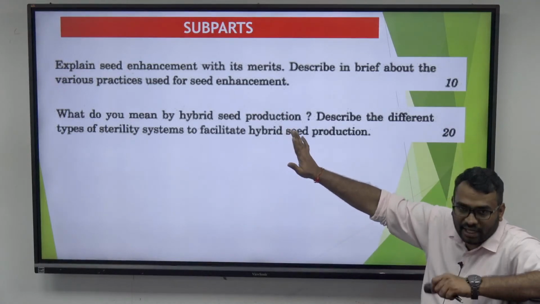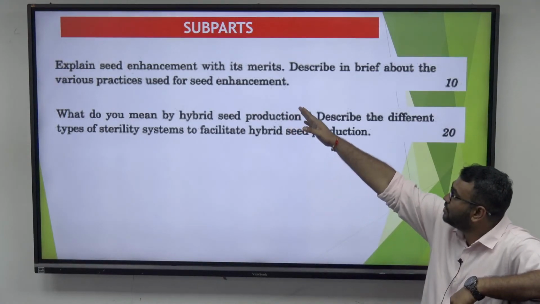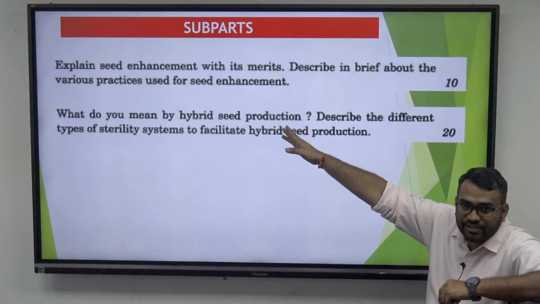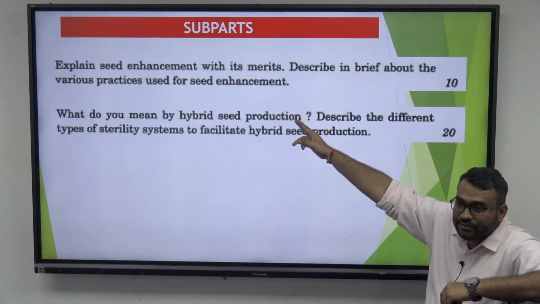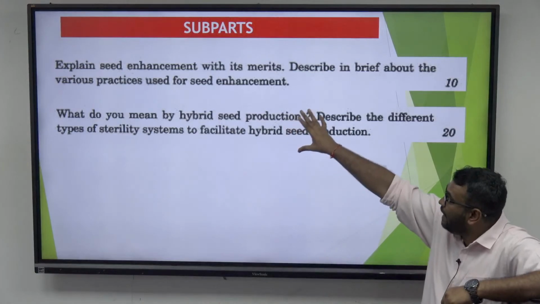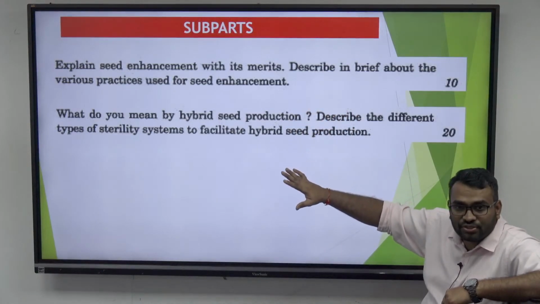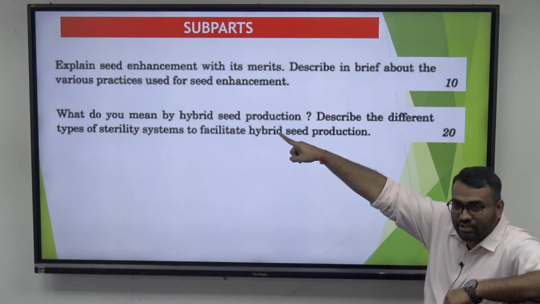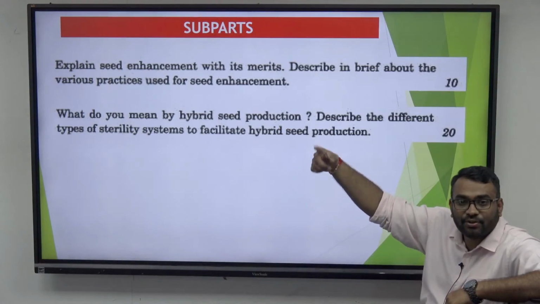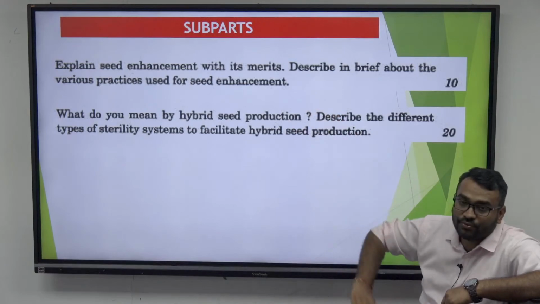See here another important aspect you have to understand. Obviously three components are there. One is about seed enhancement, you have to give the definition, what it is. Next, you have to give the merits, and then you have to explain the various practices. Though they have given it in this order, in your answer what should be the order? First, give the definition or the concept of seed enhancement. After that, give the practices, how we are doing this seed enhancement. After that, go for merits.